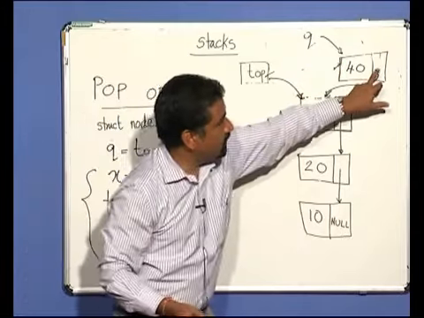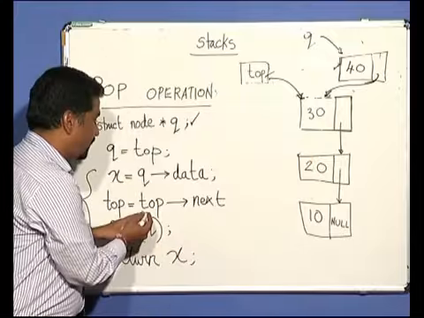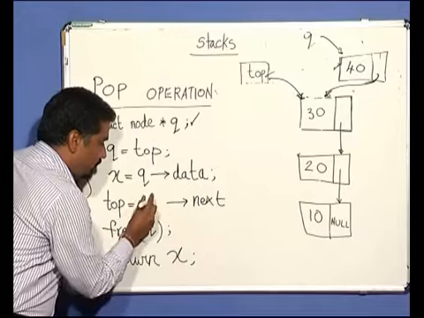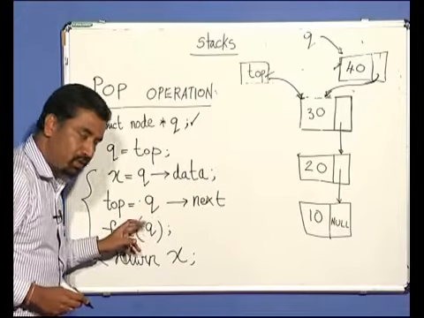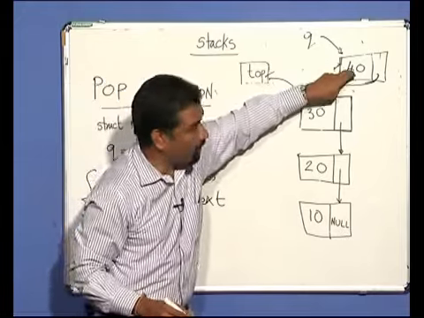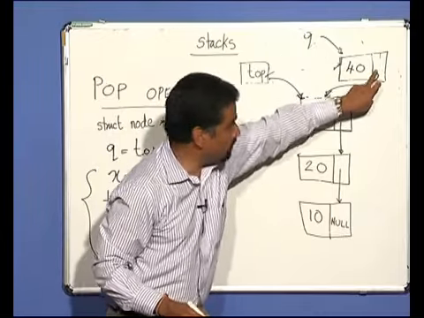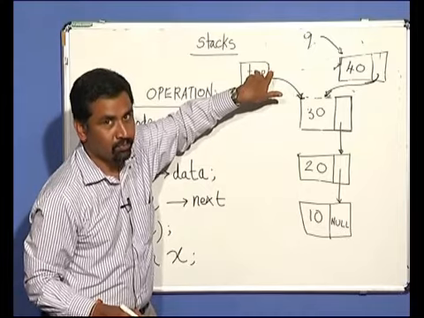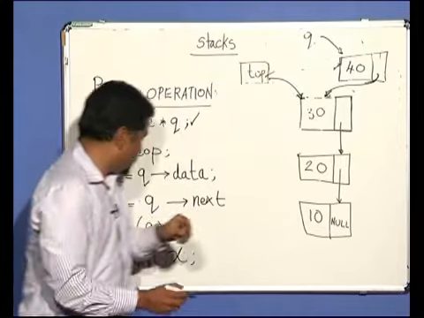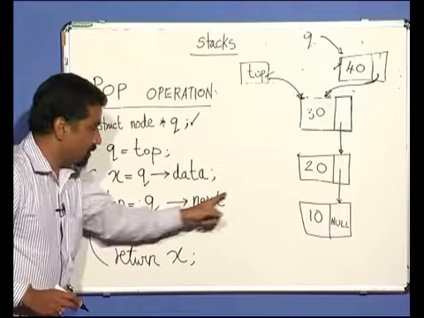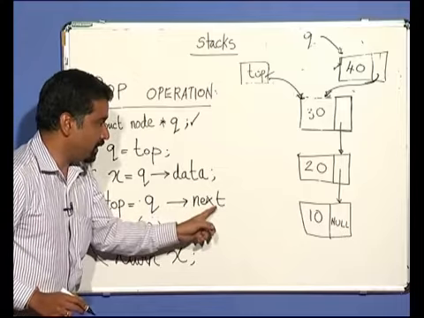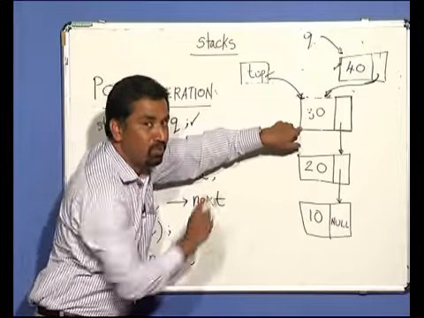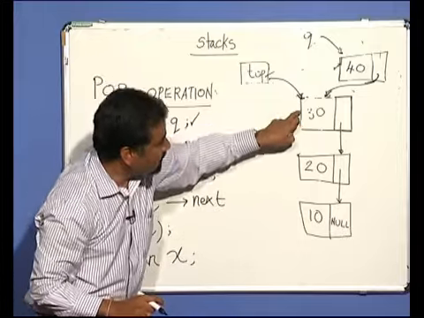But the address is here. So you can write top is equal to top cap next, or you can simply use top is equal to Q cap next. That is, Q is pointing here. Q cap next is this address, which is nothing but the address of this element. That is what I want to put into top now. So that top will point to this, and this line, top is equal to Q cap next, will make top point to the next node after the one which is going to be eliminated. So that the stack starts from here now.